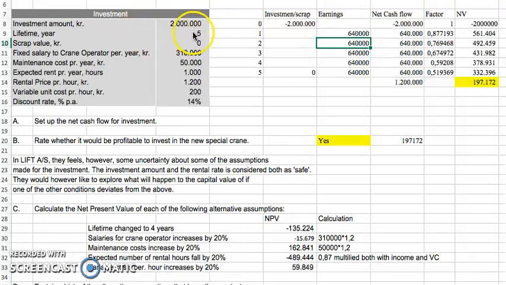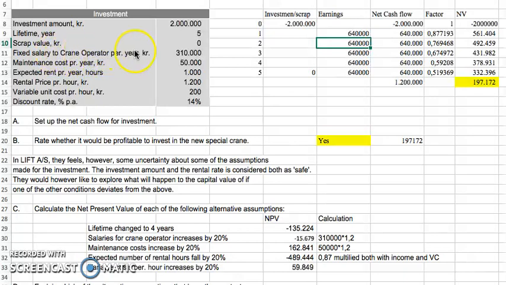Therefore, first of all, we have the investment of 2 million. We expect that the product will last for 5 years. Scrap value 0 kroner in this case. It could also be 100 kroner, 1,000 kroner, 100,000, 200,000. It could be different amounts.